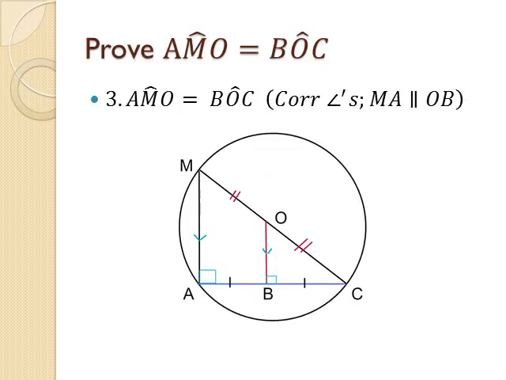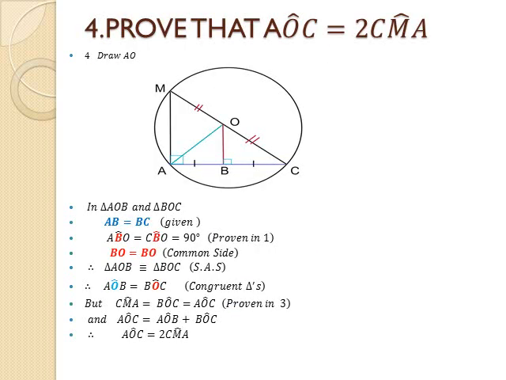Let's look at problem 3. So here they want me to prove that AMO equals POC. So in short, if OB is parallel to MA, this angle here corresponds with that angle there, right? So you still remember the letter F? So you see there I can form an F. That angle corresponds with that. So corresponding angles, MA parallel to OB.